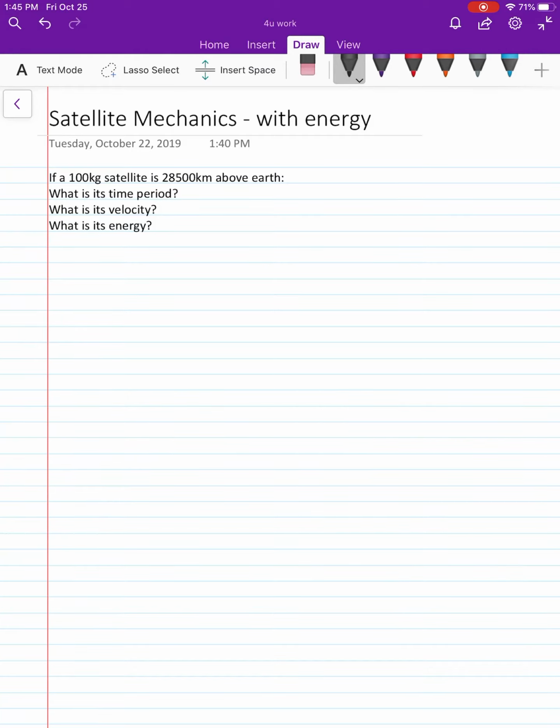Here's kind of a standard satellite question. If you're given a height above Earth and a mass, we should be able to figure out its time period, its velocity, and its total energy. In this particular one, the height above Earth is given. The satellite's quite far away, 28,500 kilometers. The height is given as the distance above Earth, so this is what's given in the question.